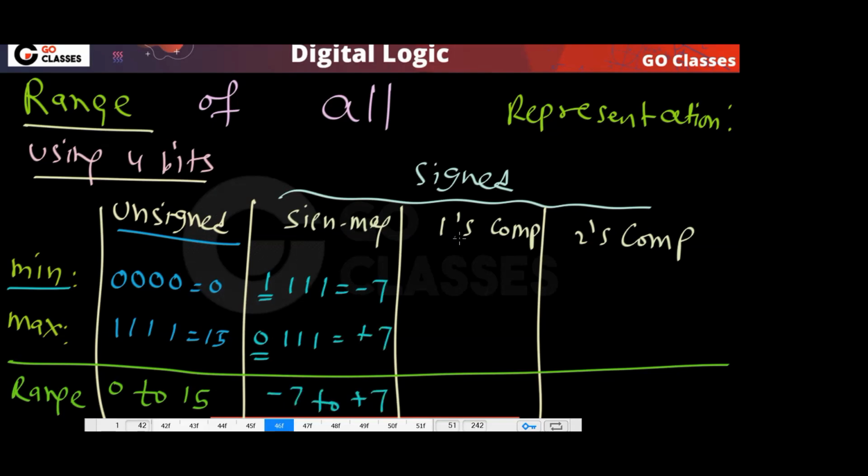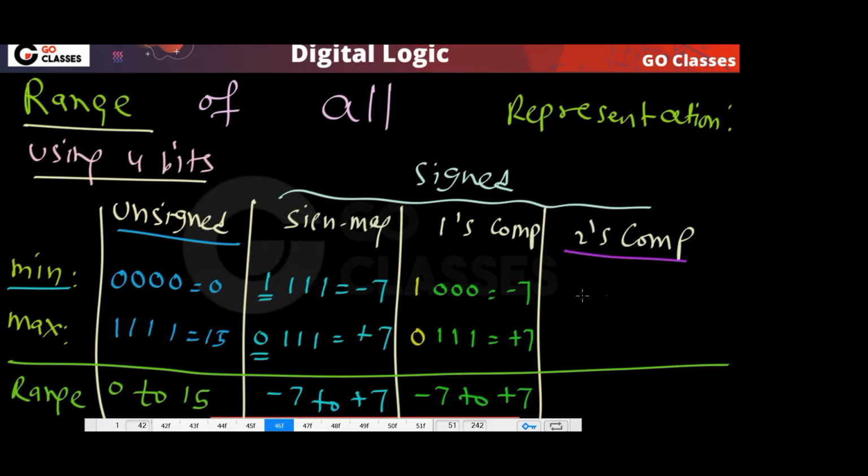This is the range. In 1's complement, what is the minimum? The minimum will be 1 followed by all zeros, and maximum will be 0 followed by all ones. So this is minus 7 and this will be maximum, this is plus 7. So the range will be minus 7 to plus 7.